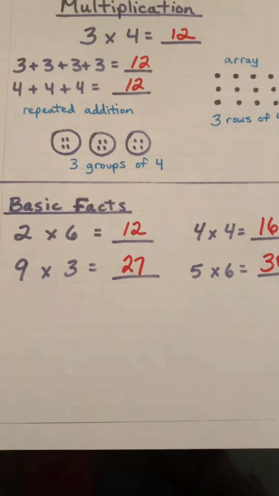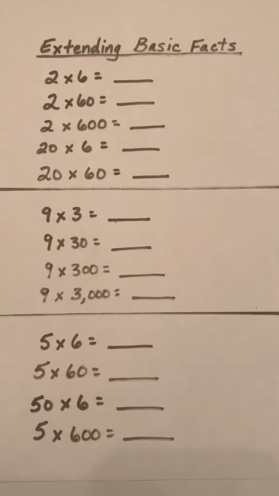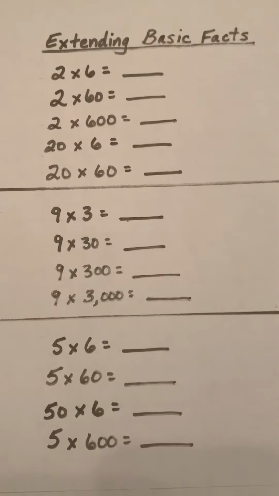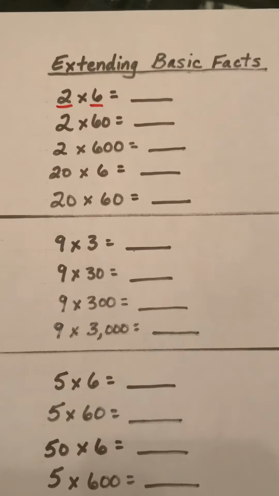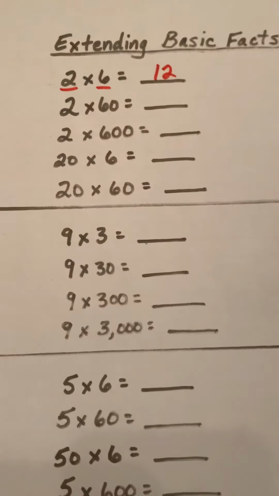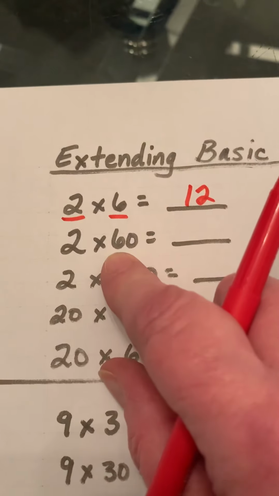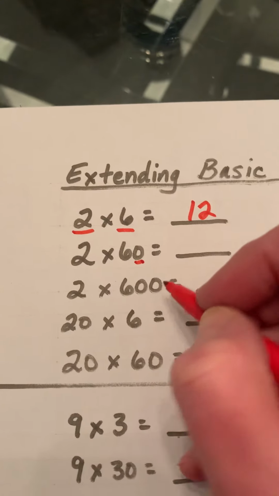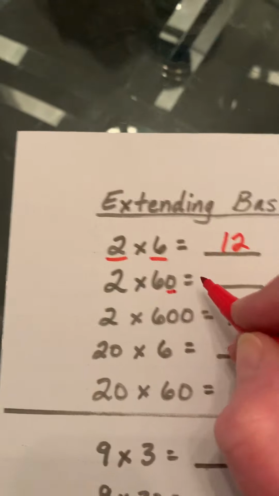After we think about just our basic facts, we can move on to extending those basic facts. Extending means to make it longer. So I'm making my factors longer to get a little bit of larger numbers. I always start with my basic fact. 2 times 6, we know, is 12. And then I want to extend it. So I'm extending my 6 to 60. I added a 0 to one of my factors. So if I'm putting a 0 on my factor, I need to put a 0 on my product.